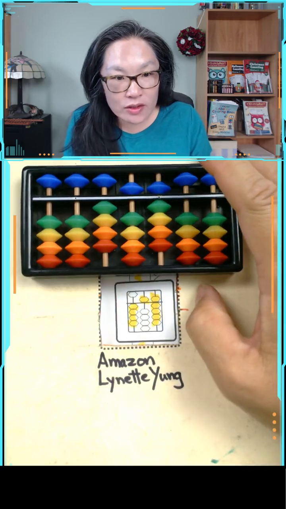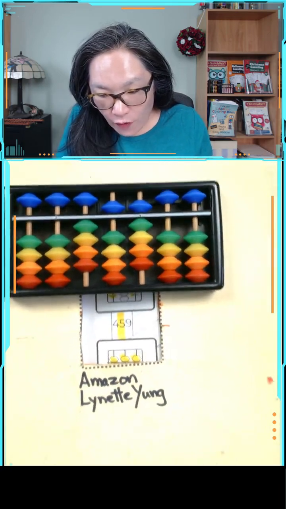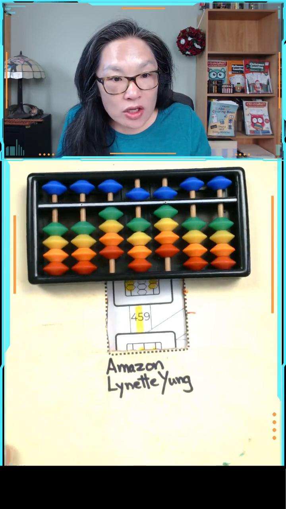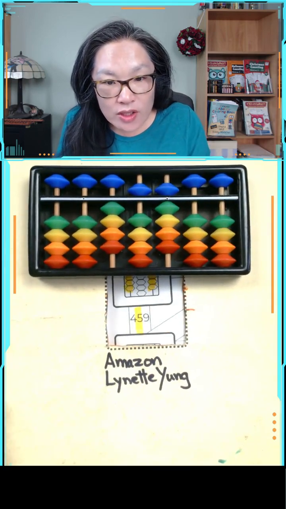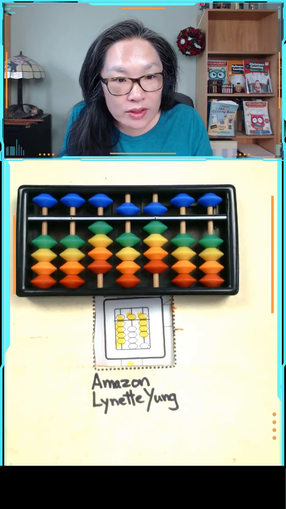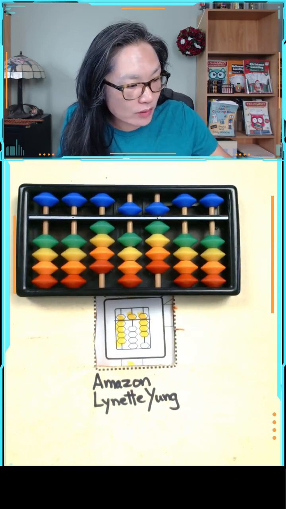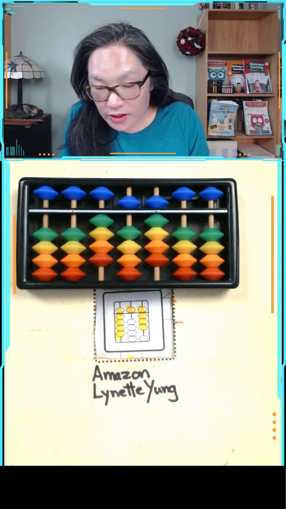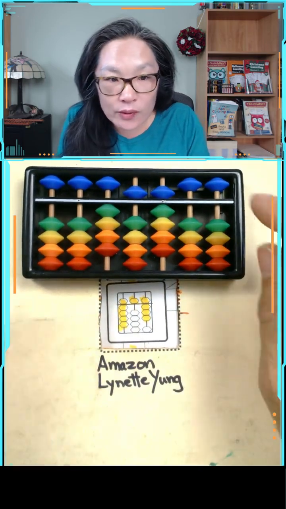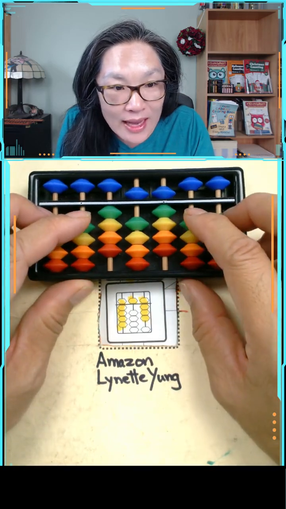Thank you, everybody. Thank you so much. So we have 459. So what we're doing is we're visualizing our numbers. When we visualize our numbers, right, we can actually do some more with it. But the first thing to do is understand how to read the Abacus. When we understand how to read the Abacus, then we can go into some adding and subtracting.